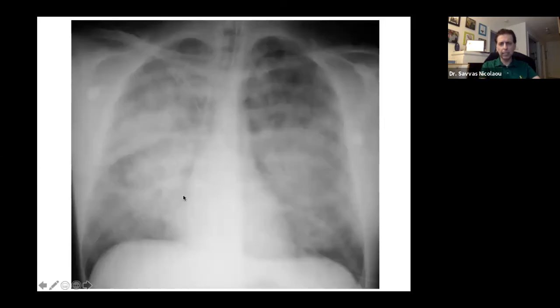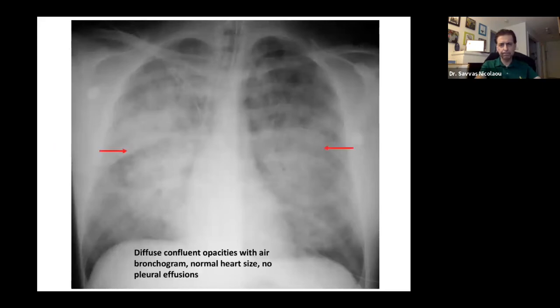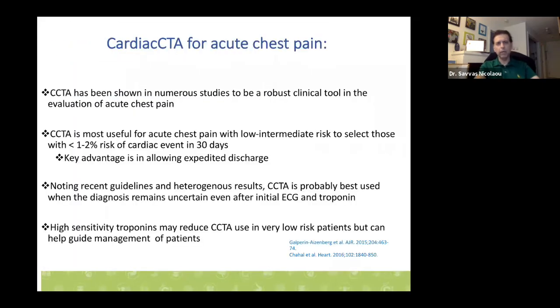In this particular case, normal heart size, increased opacities in the right and left lung: non-cardiogenic pulmonary edema, ARDS, a very common thing to see in the ICU. Now, in the last 2 minutes, cardiac CCTA for acute chest pain. It is the test of choice in the ED if you're looking for acute chest pain.